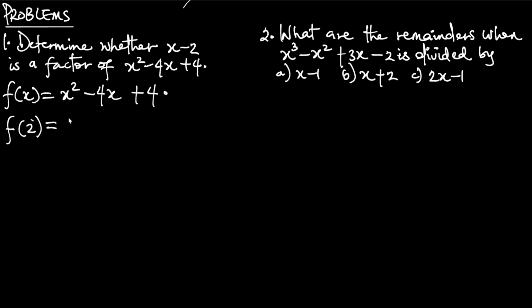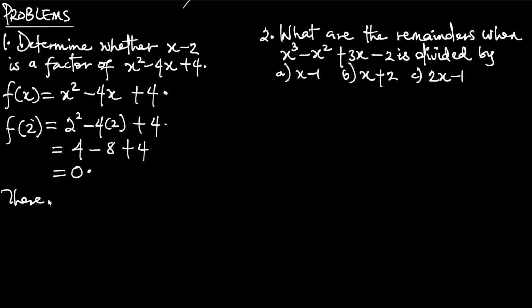Then you substitute. So you have 2 squared minus 4 multiplied by 2, then plus 4. So here we have 4 minus 8 plus 4. And this is equal to 0. Therefore, we can say that x minus 2 is a factor.